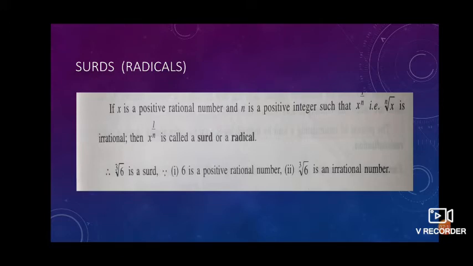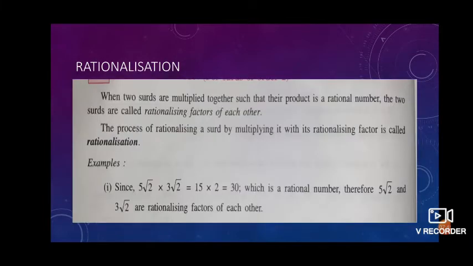Here if you see the example, cubic root of 6, here 6 is the rational number and 3 is the integer. Now if you see cubic root of 6, we will not get an exact value for the cubic root of 6, children. So the answer is irrational. So this is called a surd. Like that you can take any example, children.